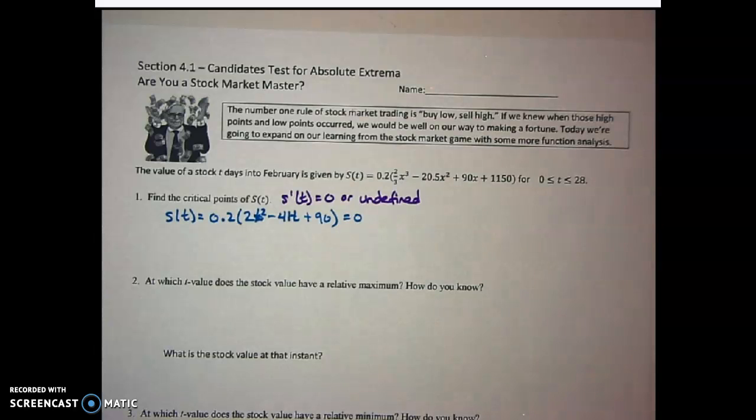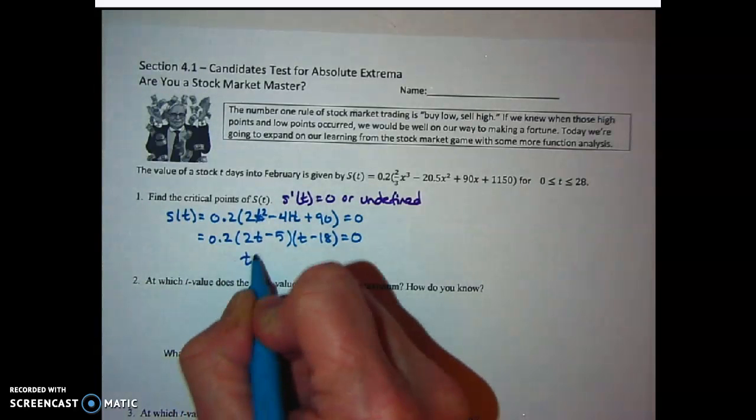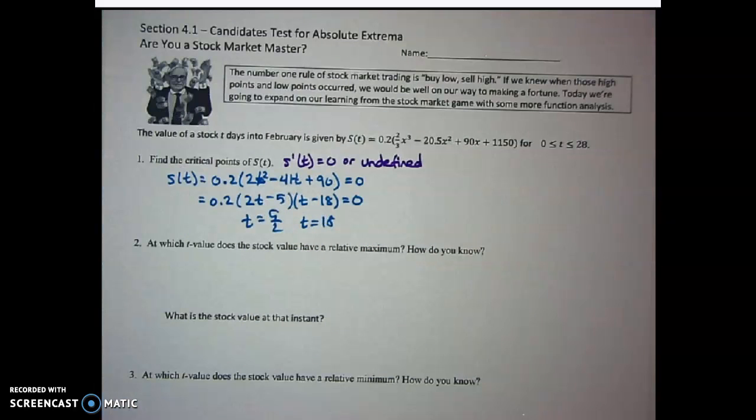So we've got our polynomial, but now we need to find where it equals 0. It's a polynomial, so it's not going to be undefined. So now we're going to go ahead and factor that. If you want to go ahead and pause this and factor that, go ahead. It's always good practice to pause the video and practice your factoring, but that's what you should have gotten for your factors. And then when we set those equal to 0, we're going to get that t equals 5 halves and t equals 18.